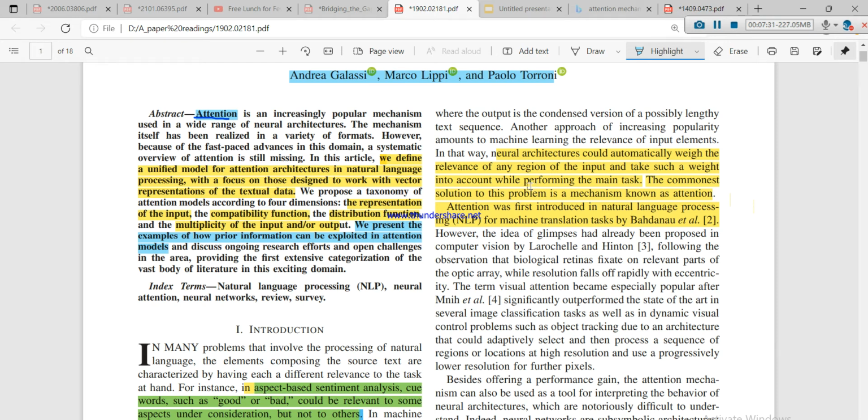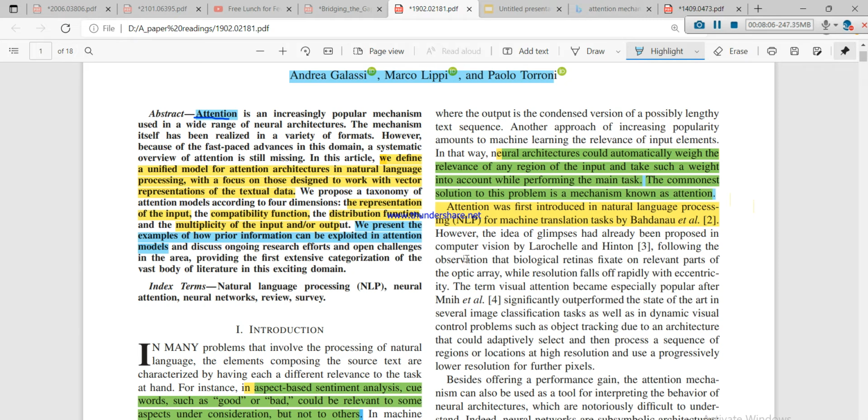So the commonest solution to this problem is the mechanism of attention. They are giving the definition of attention. What is attention? It means giving automatic weight to the relevance of a particular region of the input, and taking such a weight into account while performing the main task. That weight plays a major role while performing the main task. That definition they are calling attention.